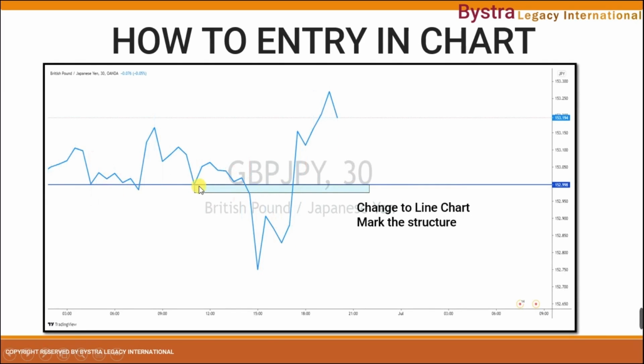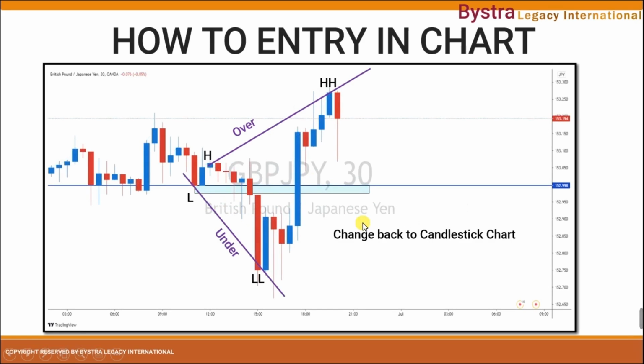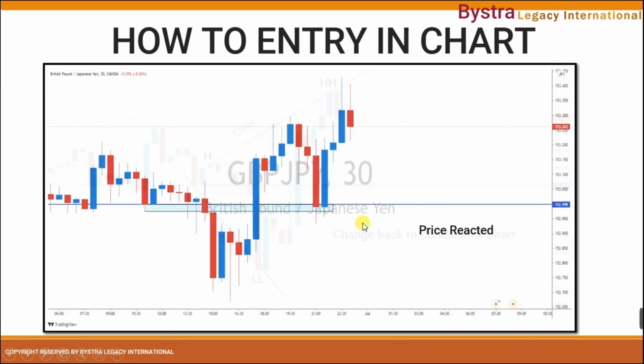so it's easy for us to monitor. We change to the line chart, and then let's mark the structure. We have the low, high, lower low, and the higher high. So this has an over and under, and this is a QM pattern. We change back to the candlestick chart, and let's wait for the price to react. And there we go. We can see that the price has reacted towards our QMR pattern.